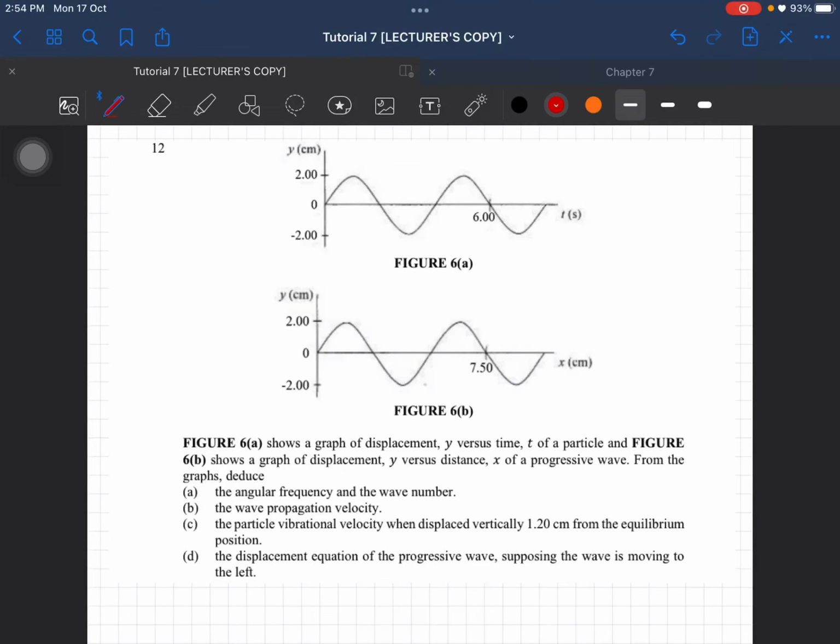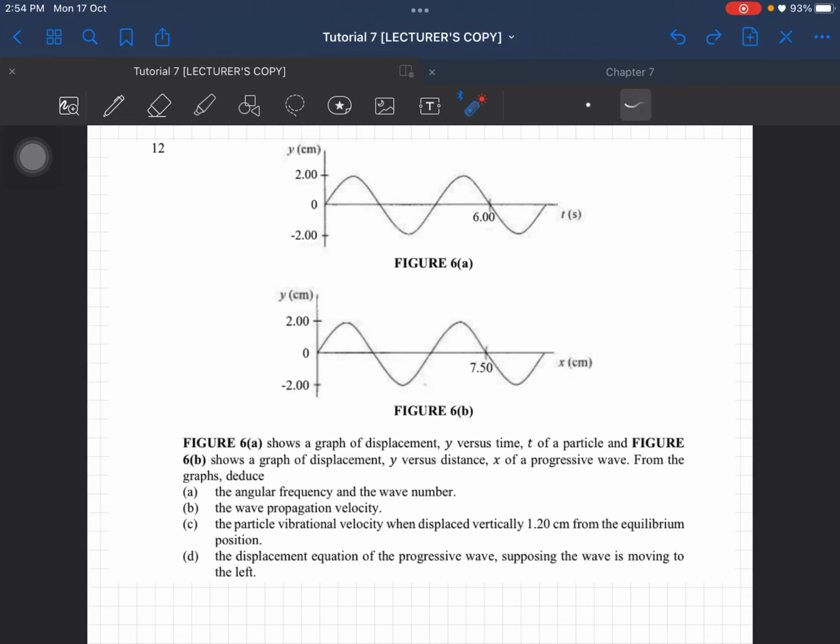Question 12. There are two graphs. One is displacement against time. The second one is displacement against distance. We have to deduce the angular frequency and wave number.